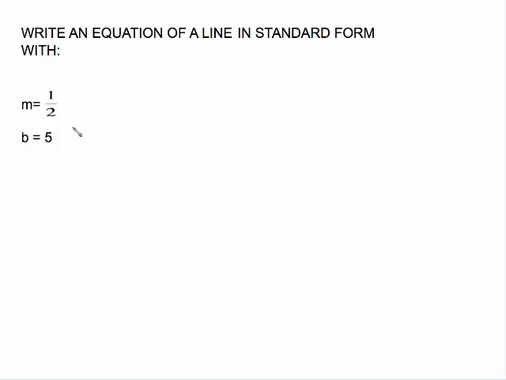Sometimes you are asked to do the same thing, but to write it in standard form. If you saw the previous video on writing standard form from slope-intercept form, we are going to start with y equals mx plus b, and we are going to plug in the two values we know. We know m and we know b. So y is 1/2 x plus 5. And if we weren't asked to put it in standard form, we'd be finished.